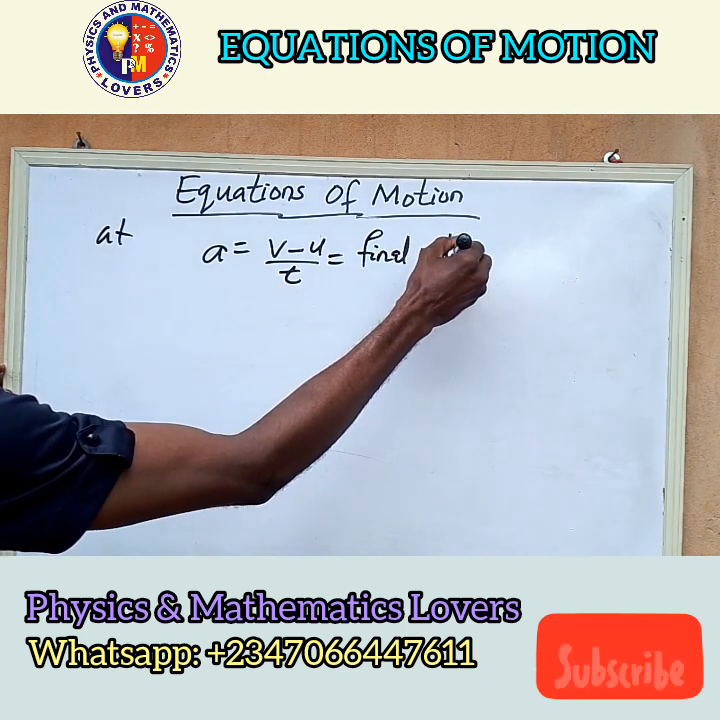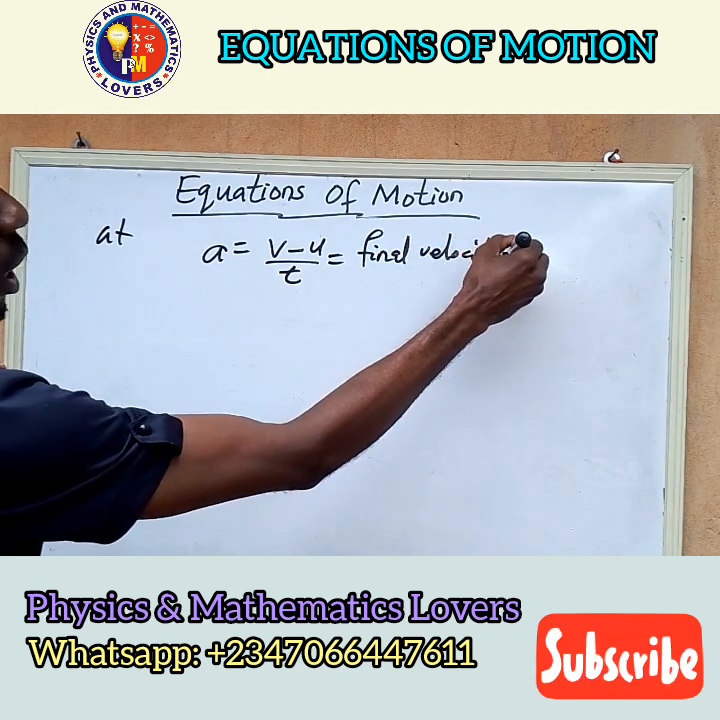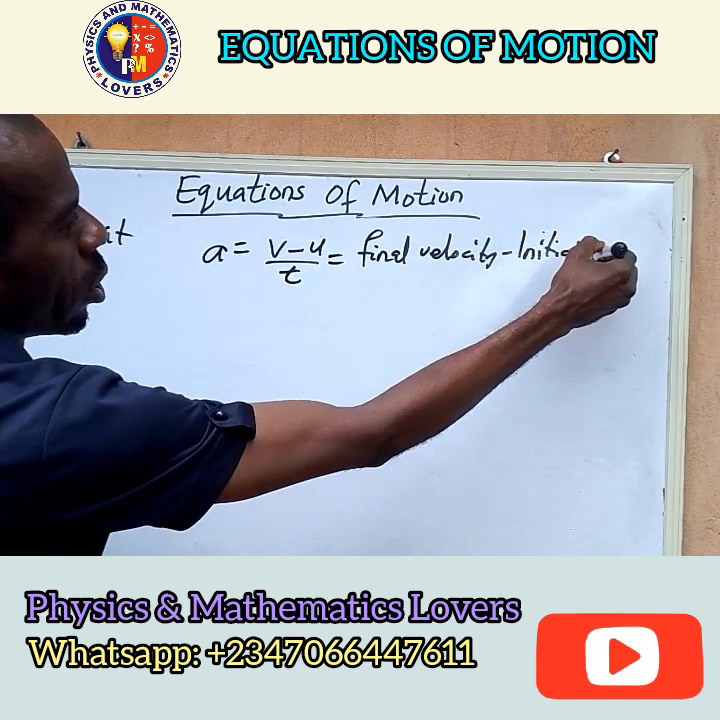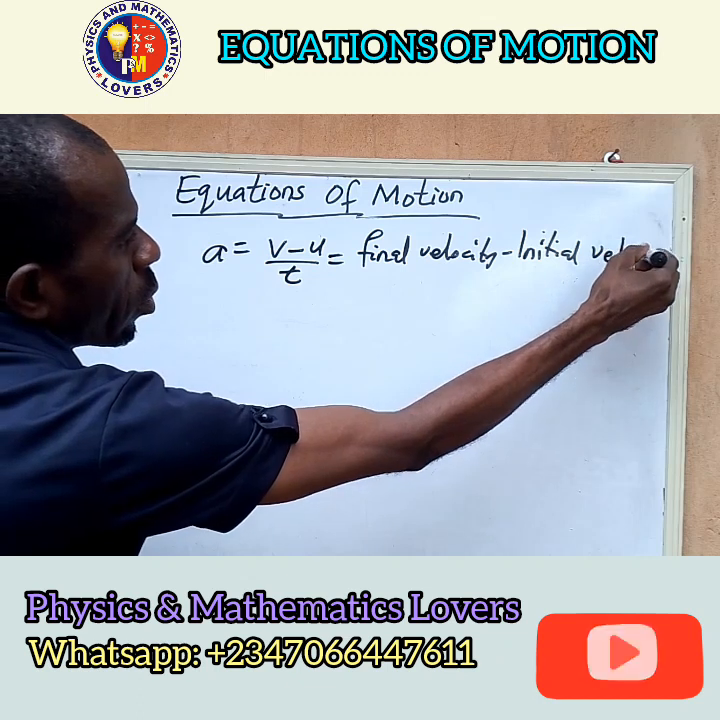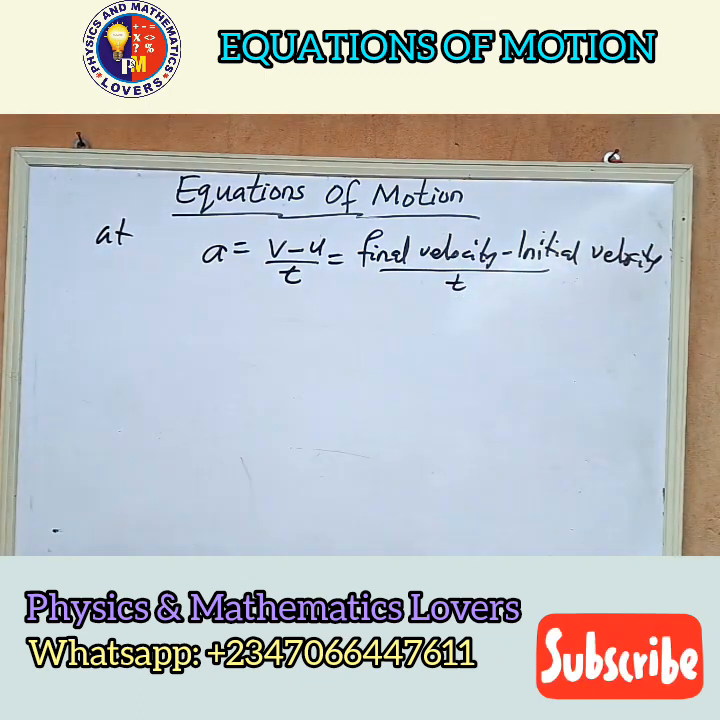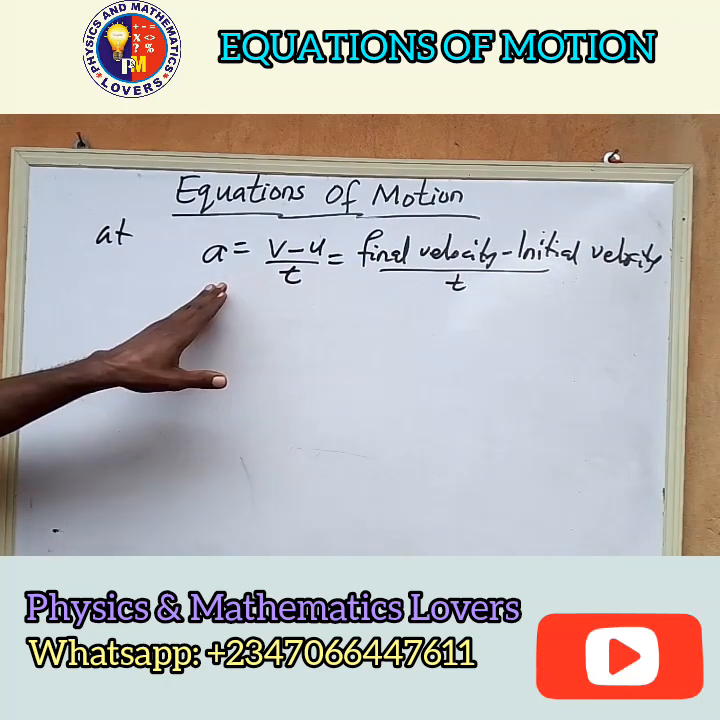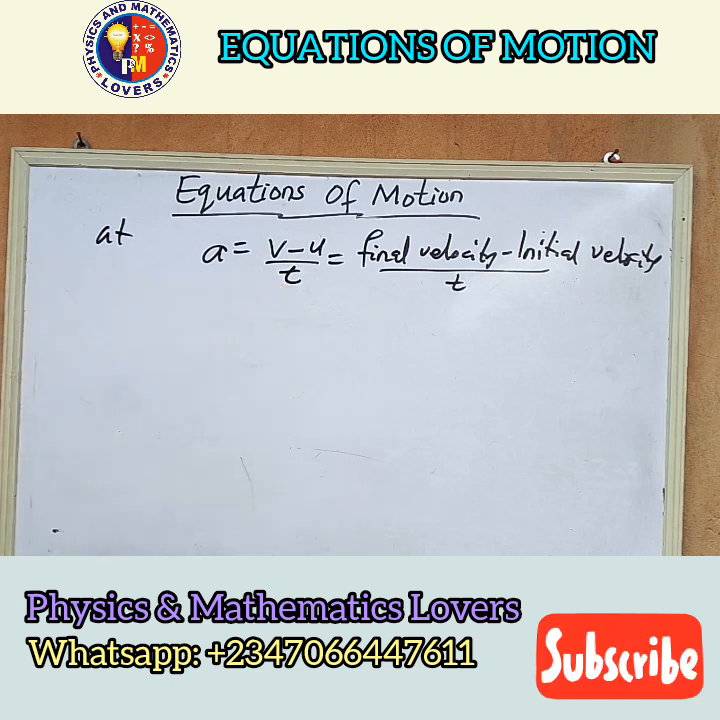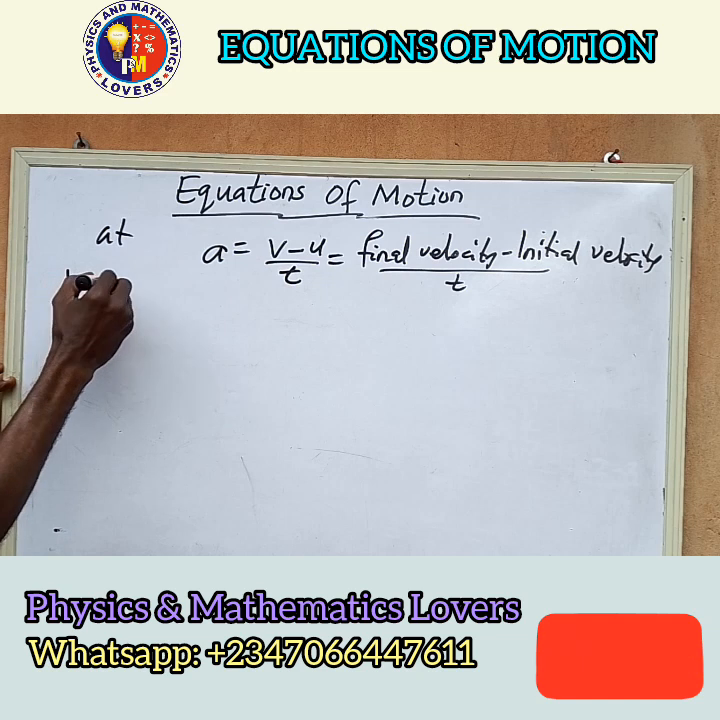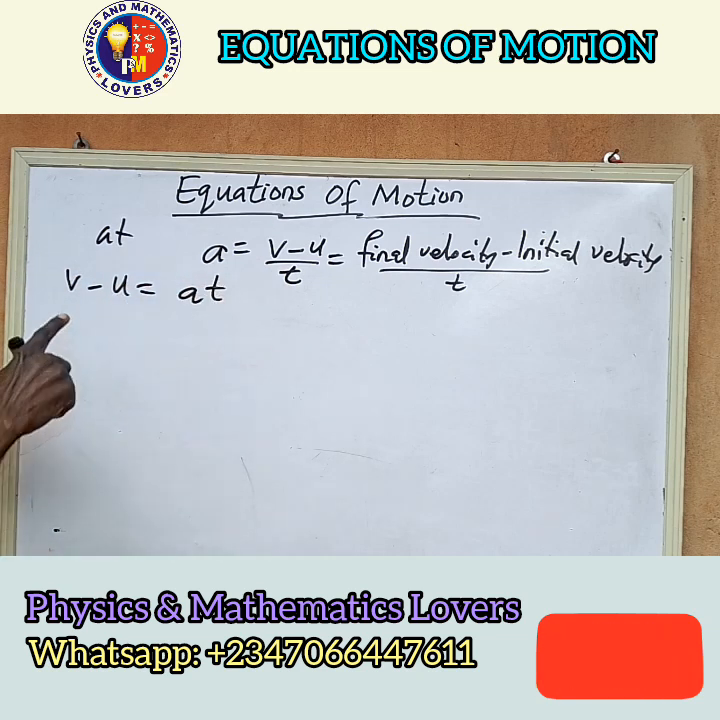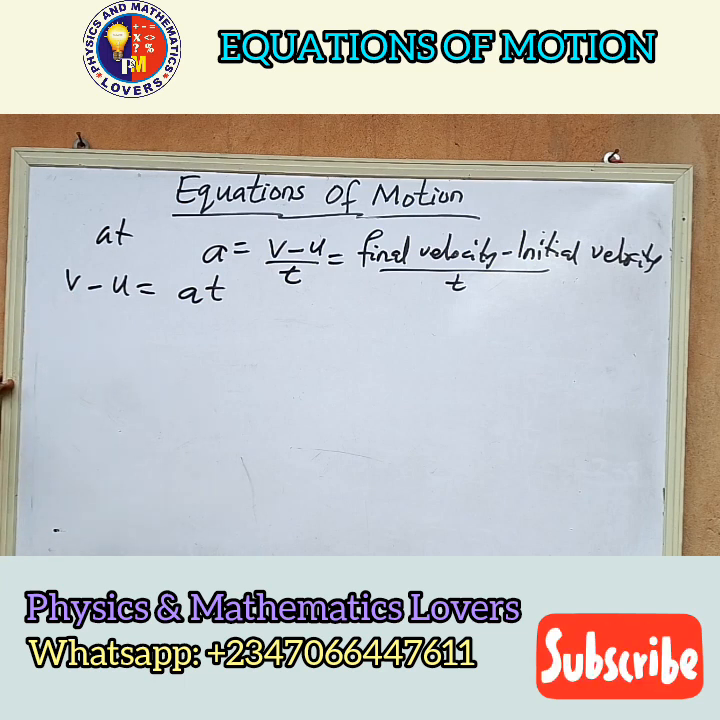That means the final velocity now, minus the initial velocity, all over the time. Okay, this is for acceleration: a equals (v minus u) all over t. If we cross multiply, we're going to have v minus u equal to at.